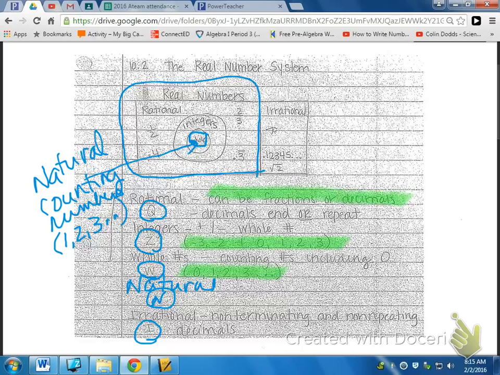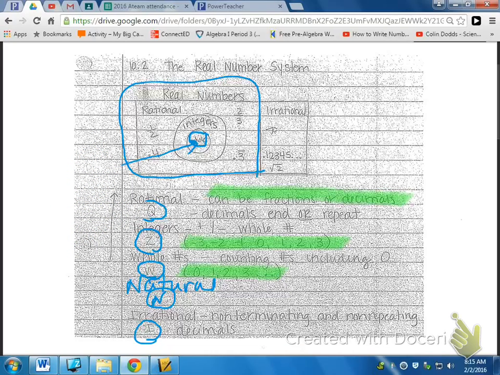Now over here on the side, because you're going to be given some numbers and asked what sets you think they belong to, this arrow that goes up the side means that wherever you think the number fits in, it also is in every set above it. So if you think something's an integer, it's definitely an integer and a rational. If you think something is a whole number, then it would be a whole number and an integer and a rational.